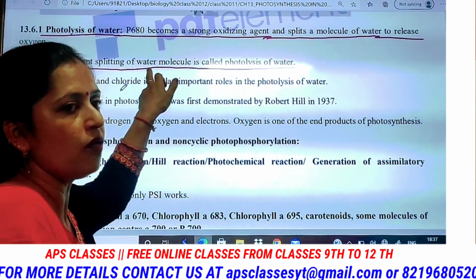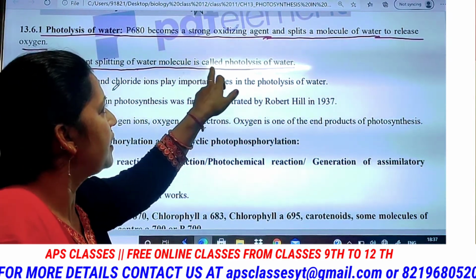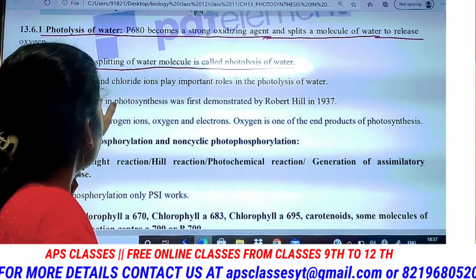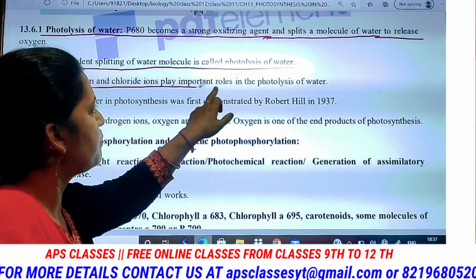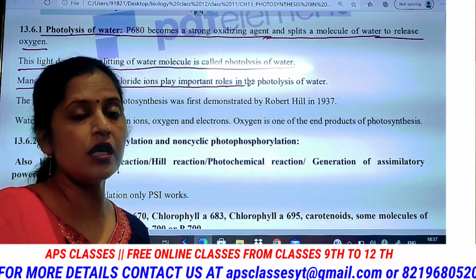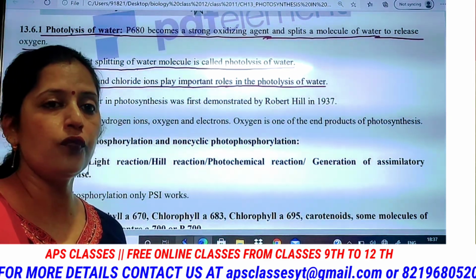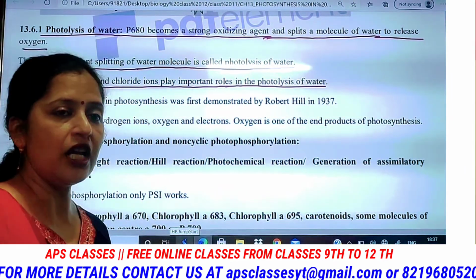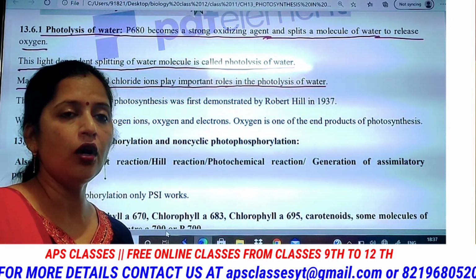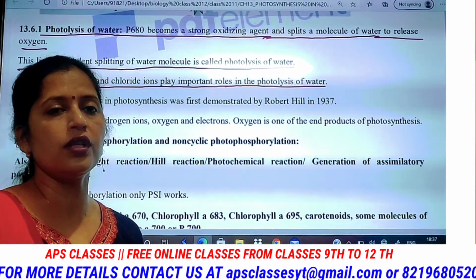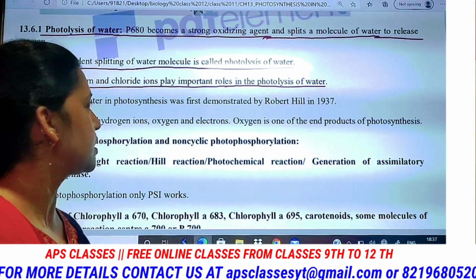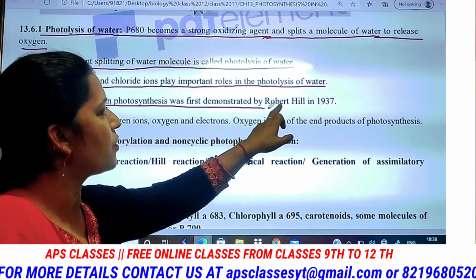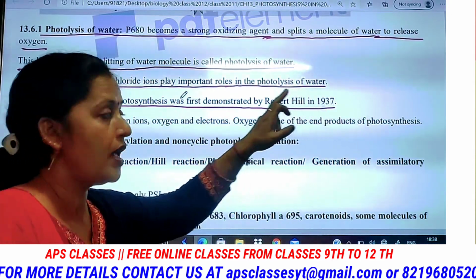Now this light dependent splitting of water molecule is directly known as the photolysis of water. Manganese, calcium and chloride ions play an important role in the photolysis of water. Now which important ions play an important role in the process of photolysis? That is manganese, calcium and chloride. All these ions play an important role in the process of the photolysis of water. The photolysis of water in photosynthesis was first demonstrated by Robert Hill in 1937.